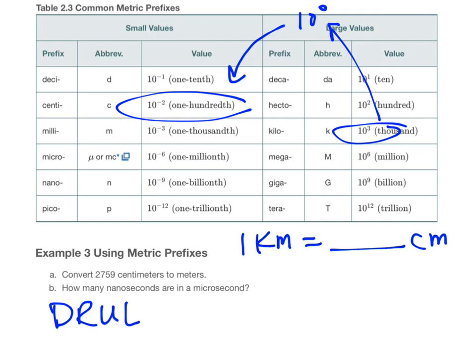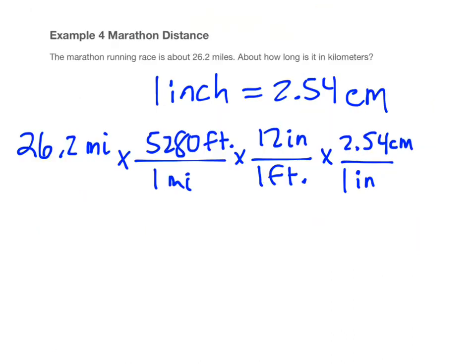All right, so I'm going to move the decimal point 5 places, and then left or right, well, we're going down this chart, we're going down to a smaller unit, so we're going to move it right 5 places. Okay, so a kilometer is 1,000 centimeters. I'm sorry, 100,000 centimeters. Okay, so I can add in that conversion factor.